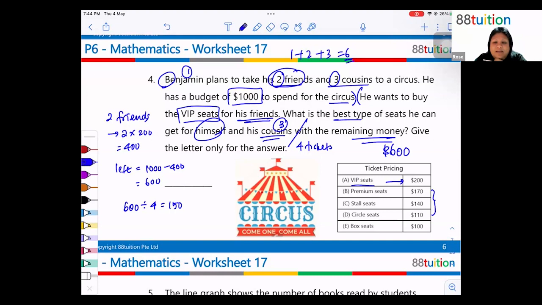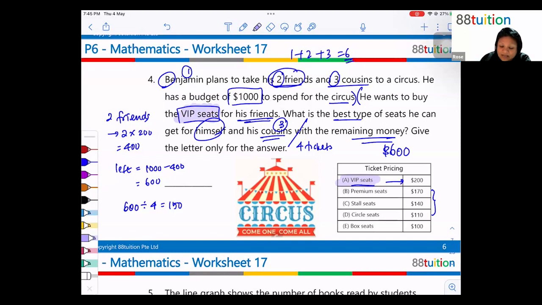You cannot estimate by 1,000 divided by 6 because they clearly tell you that VIP seats are for his friends. See, he loves his friends so much that he gave them VIP seats, whereas he only sits at the normal seat. Such a good friend, huh? Some of you got tricked. Do you love your cousins so much too, or your friends more? Something to think about. So don't get tricked.